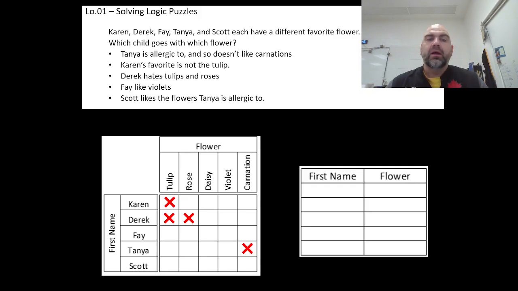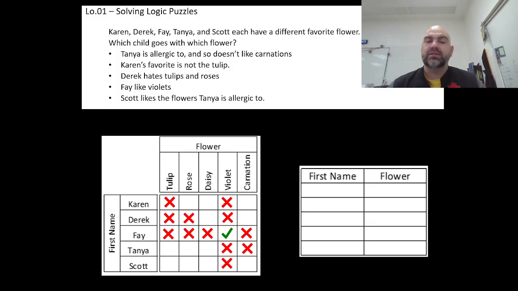The fourth clue is Faye likes violets. Well, that gives us a check mark, so we're going to check mark Faye and violet. That gives us one of our answers right there. Because we have this answer, we know that nobody else is going to like a violet, so we can X off all the other people with violets. We also know that Faye will not have any of those others as her favorite, so we can X off all those other ones with Faye. That eliminates a lot of possibilities and starts to narrow our choices. Hopefully our last clue is going to help us narrow things down even farther.